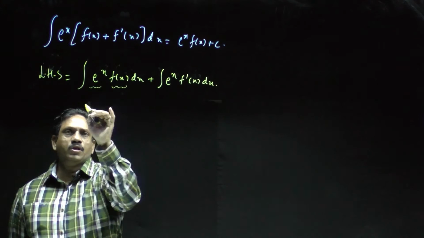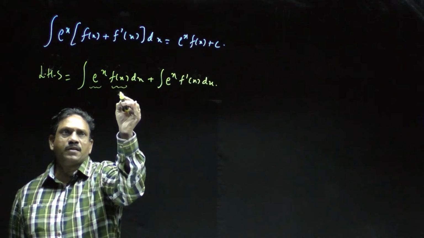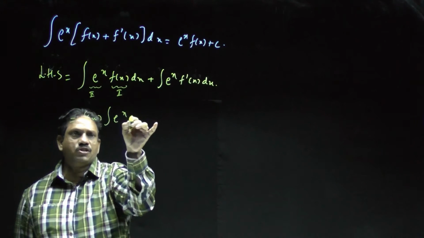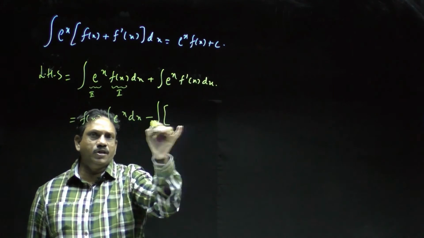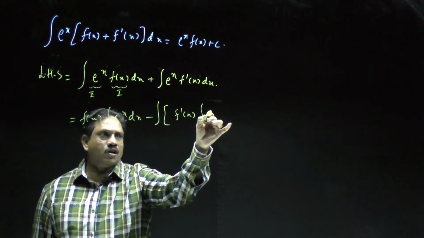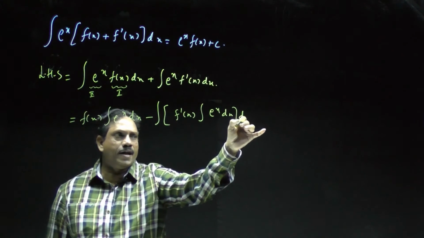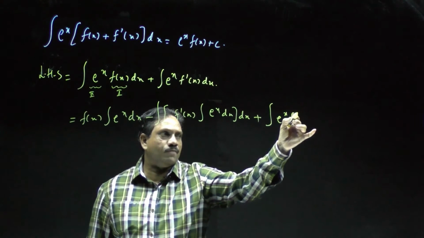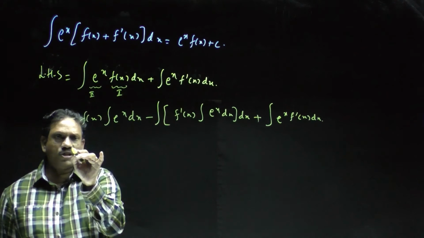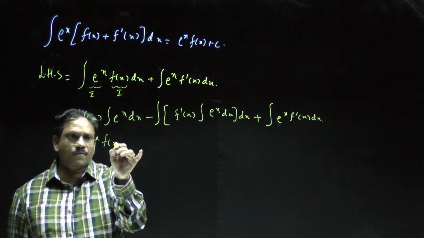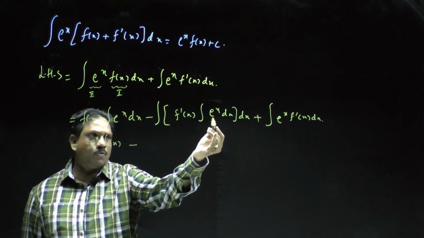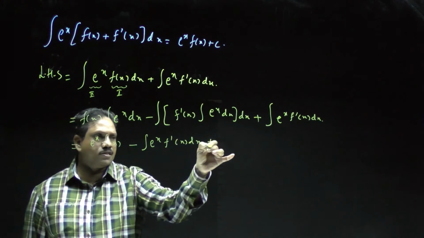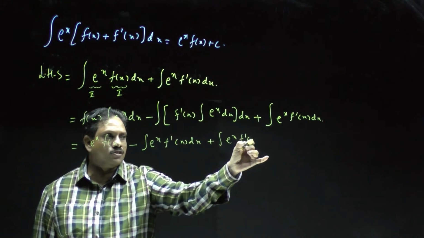According to the rule, I am taking the first function as f(x) and the second function as e^x. So write f(x) integral e^x dx minus integral of (derivative of f(x) times integral of e^x dx) dx, plus the second part, integral e^x f'(x) dx. What is the integration of e^x? It is e^x f(x) minus the integration of e^x, which is e^x. So you will get e^x f'(x) dx, and this is also e^x f'(x) dx.